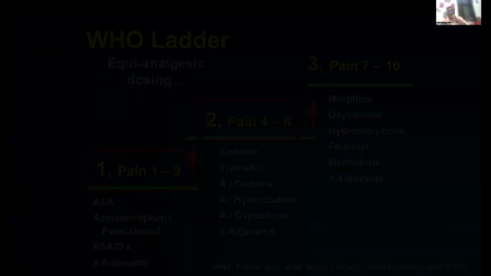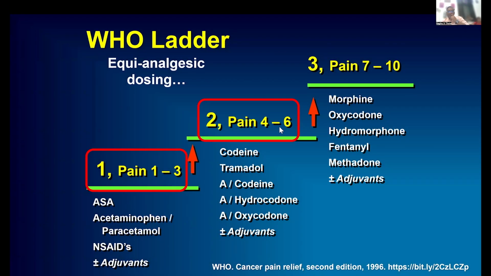So this table, if you see, 1 to 3, 4 to 6, it follows the table itself. So if you look at paracetamol, if you are giving 500 milligrams, it is equivalent to 1 to 3 milligrams of oral morphine. If you are giving tramadol, it is almost equivalent to 4 to 6 milligrams of morphine. And morphine, if you are giving 7 milligrams, it is equivalent to 7 milligrams. So 4 to 6, 1 to 3. If you are giving even NSAIDs, it is almost equivalent to 1 to 3 milligrams of morphine.